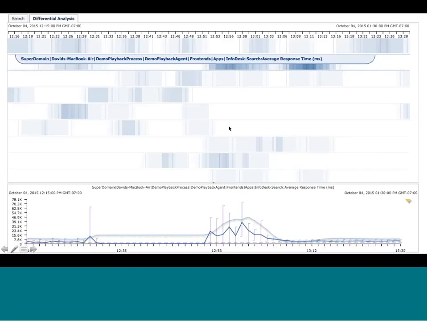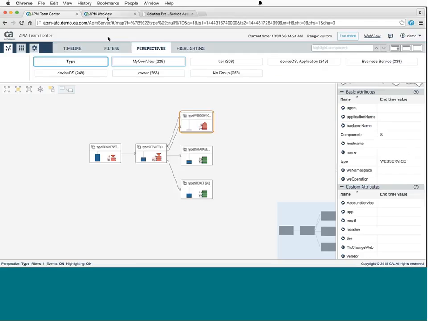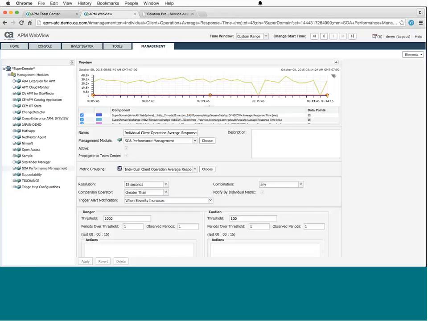Okay, and I think I'm sharing Chrome, so let's switch over here. I actually have differential analysis set up to take a look at. I think we're going to be in the sample module, management module.